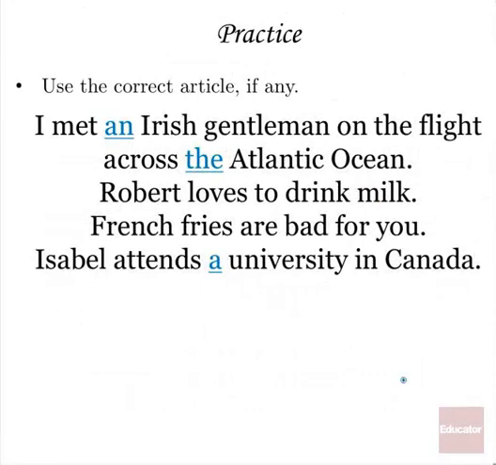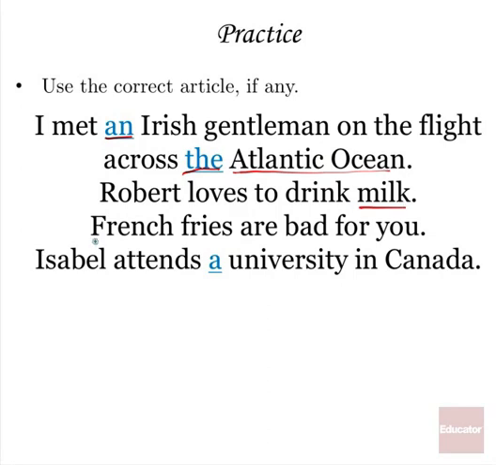And here we are. I met an Irish gentleman, presumably there was more than one gentleman in Ireland, on the flight across the Atlantic Ocean. It's the name of an ocean, the Atlantic Ocean, so it takes the definite article the. Robert loves to drink milk. Well, milk is a non-count noun, so it doesn't have to have a definite article. And if he loves to drink it, we're probably talking about a habit, so we're probably not talking about any specific carton of milk. We're just saying milk is a substance, so no article.